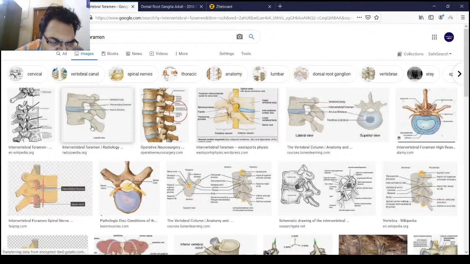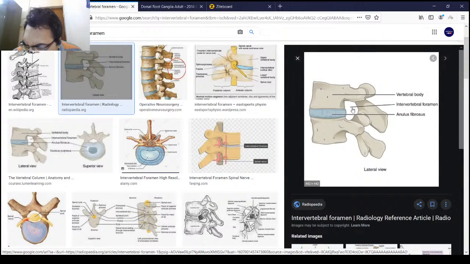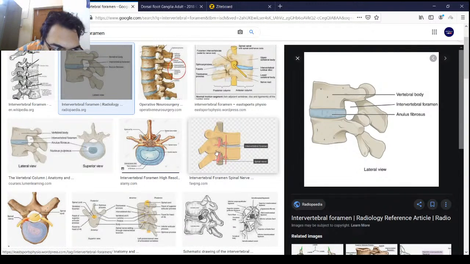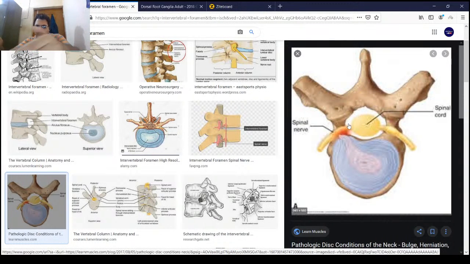Foramina. Look at this image, this is the intervertebral foramen, the gap between the two vertebral discs through which the nerves can come out from both the directions. If you have seen, it is like this image, it comes out from both directions. So every nerve has a pair, that's why.